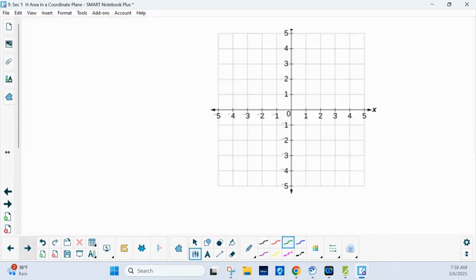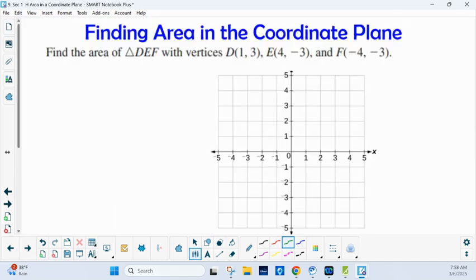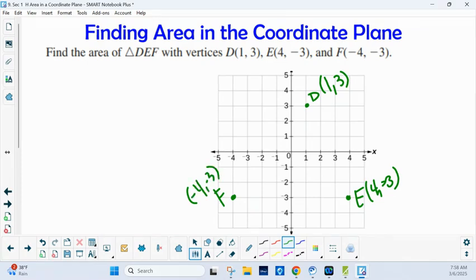Let's use this one. So you're going to be asked to graph a figure in the grid. So let's go ahead and graph this. 1, 3 is D. I would label it. Again, if you want to write the coordinates, you can. You might find that you don't need to, and that's okay. But it's a good idea to know where each point is and which ones we're working with. And then -4, -3. So we've got triangle DEF. Do your best connecting.